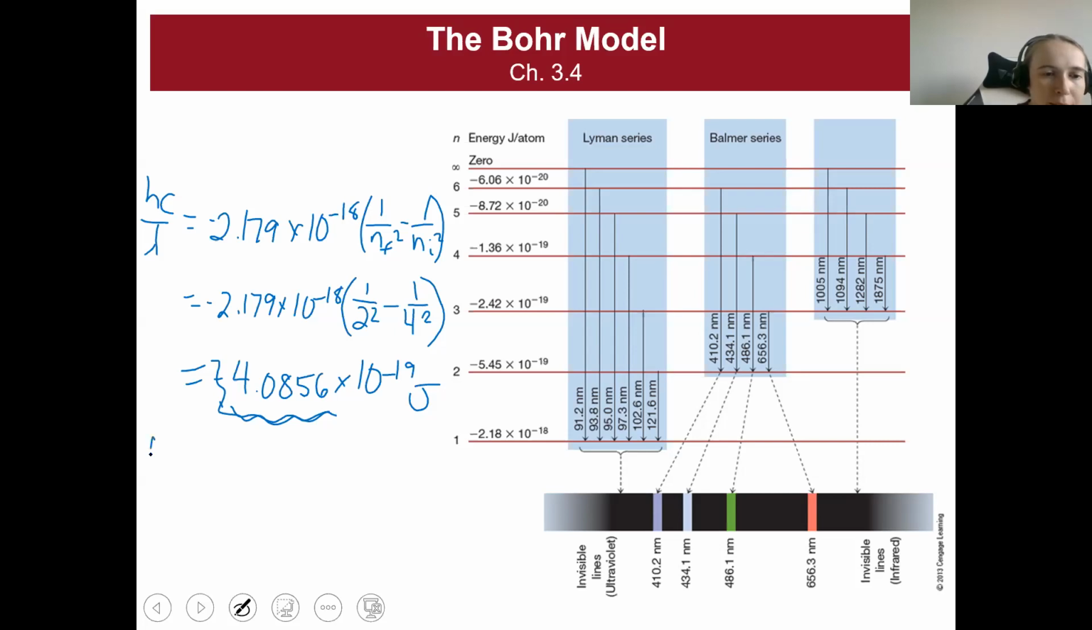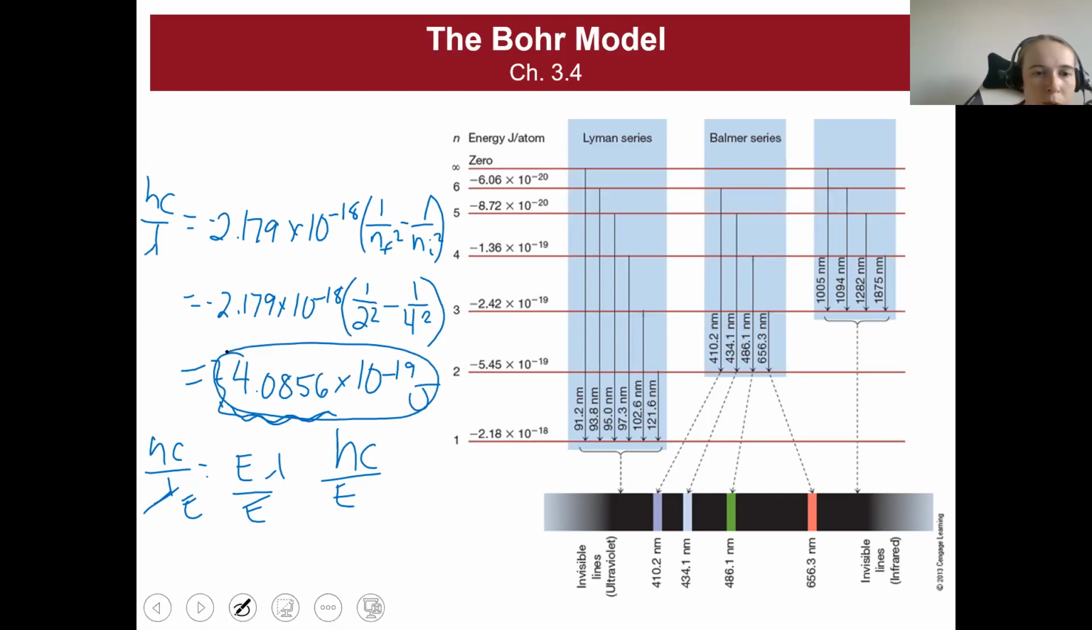So hc over lambda is equal to that number. I'll just call it E for now. But we want to get lambda by itself. We want to know the color or the wavelength of the light. So if we multiply both sides by wavelength and then divide by E on both sides, hc over E, which is this guy now, is going to be equal to lambda.